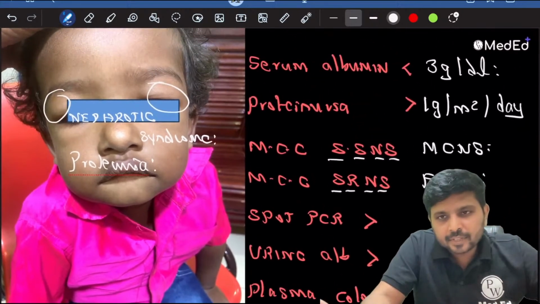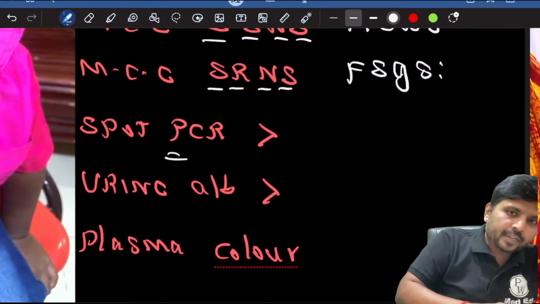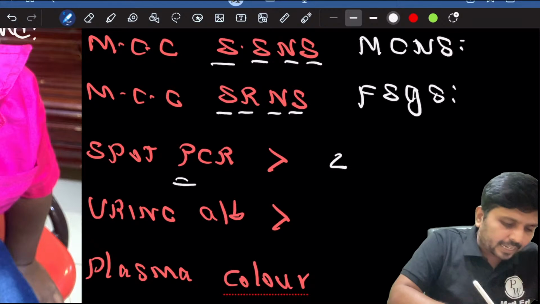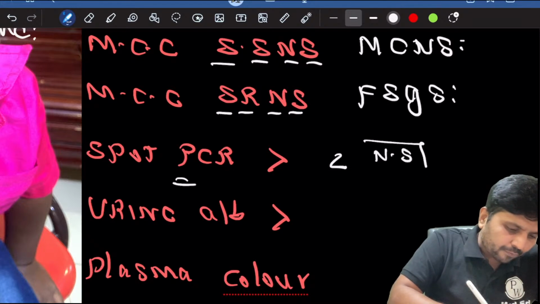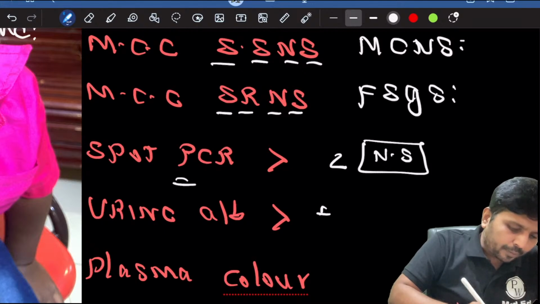You can't collect a 24-hour urine in a child, so you use spot PCR. A spot PCR of more than 2 is characterized as nephrotic range proteinuria. Urine albumin is 3 plus or 4 plus.